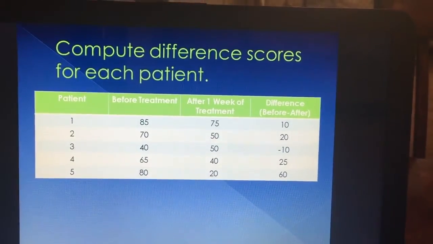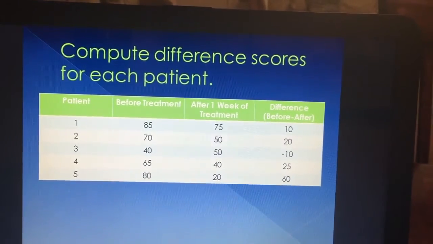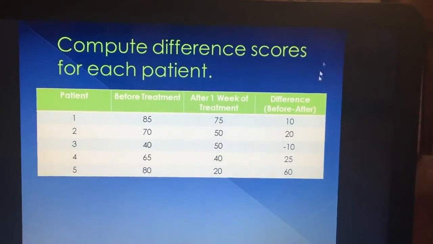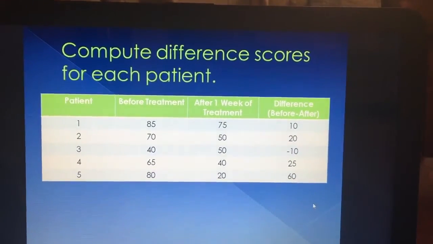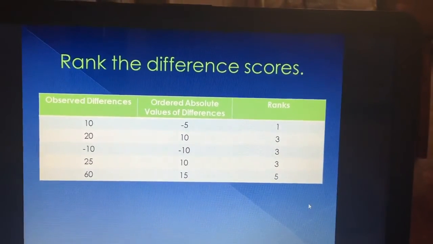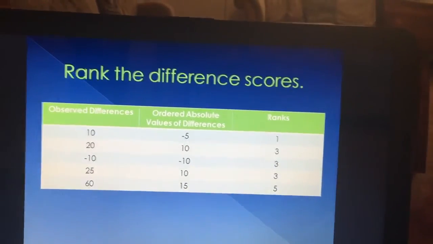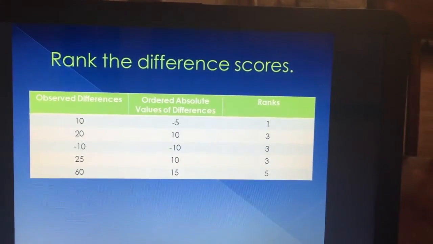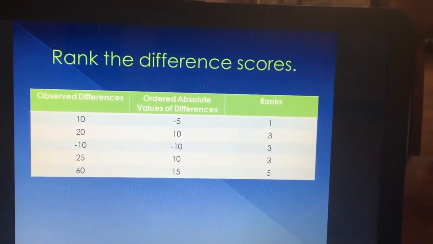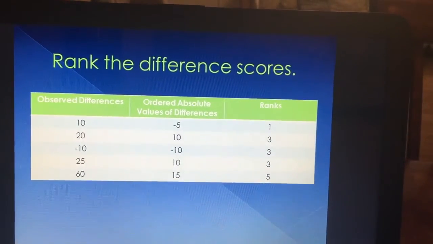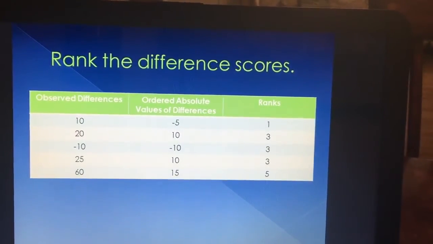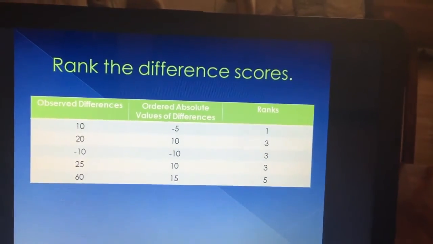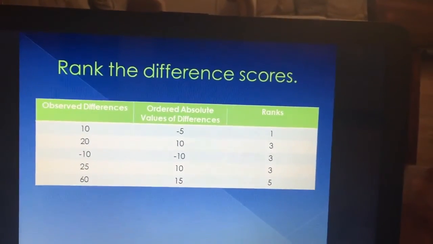First, we compute difference scores for each patient. And that was added in this column. The next step is to rank the difference scores. First, order the absolute values of the difference scores and assign rank from 1 through n to the smallest through largest absolute values of the difference scores, and assign the mean rank when there are ties in the absolute values of the difference scores.